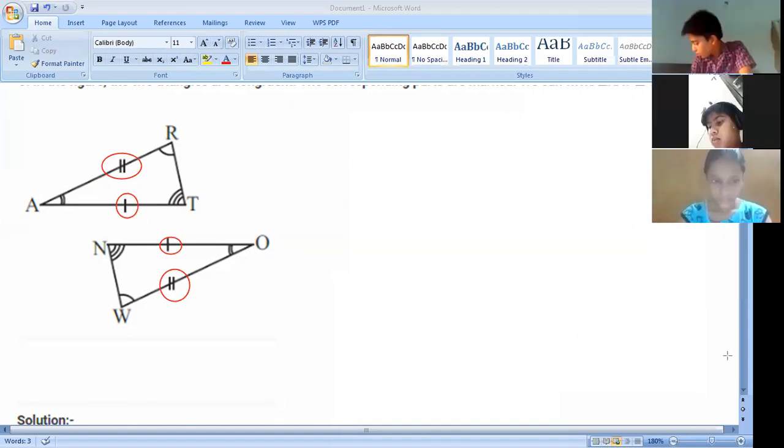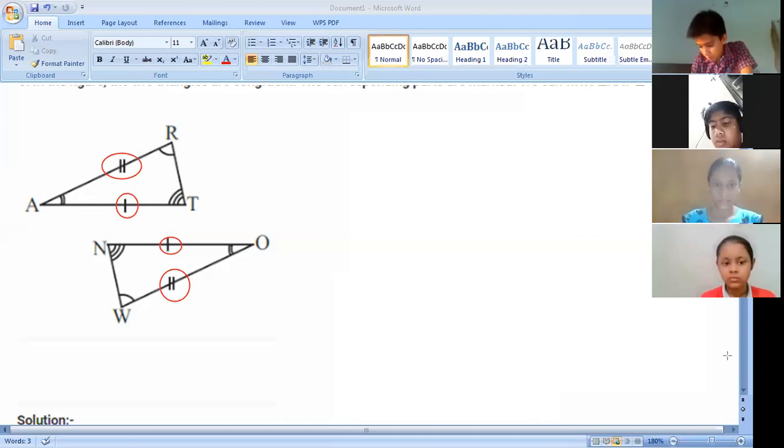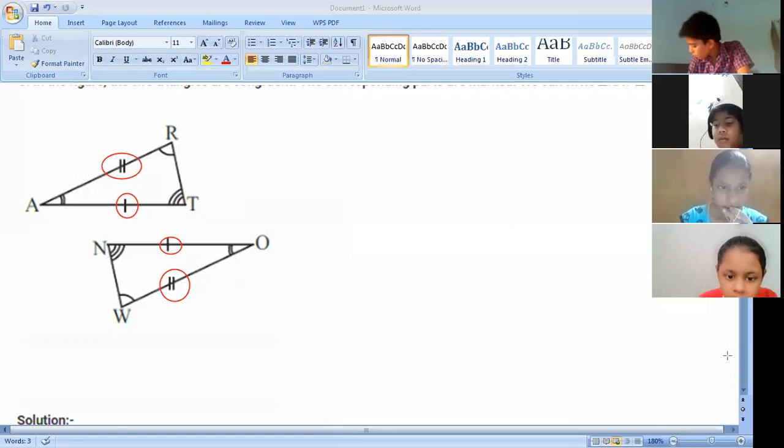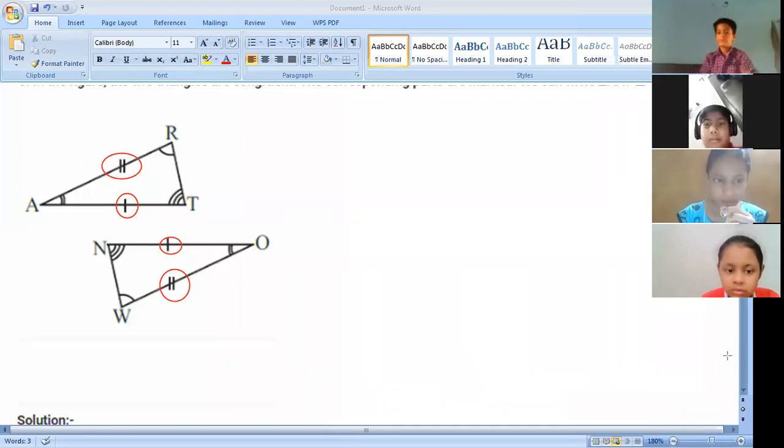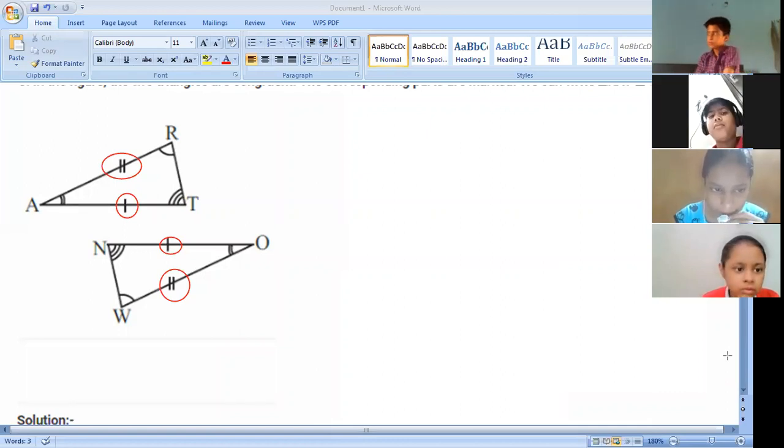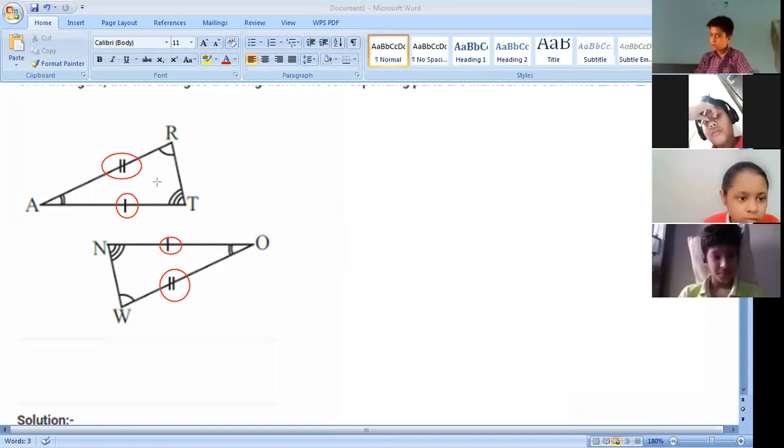Anupriya, can you tell me any other side which is equal? Any other angle? You are not audible, Anupriya. Ma'am, now I am audible. Yes, you are audible. Ma'am, ATR side is equal to WON. See, ma'am, sorry, it is WNO.